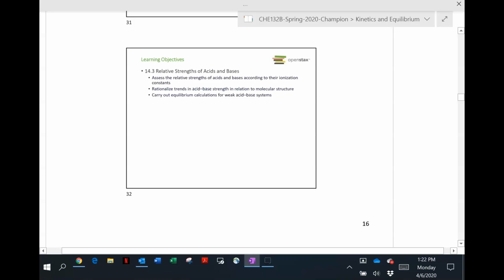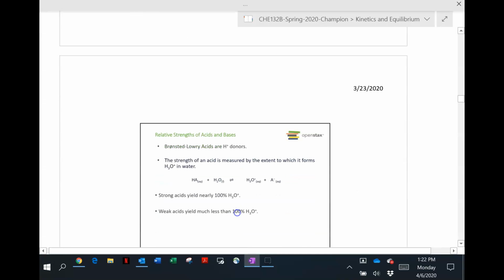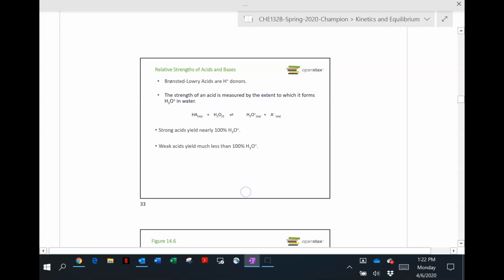Largely we're going to be focusing on this third one, carry out these equilibrium calculations for weak acid-base systems. To a lesser extent, we'll do some assessment of relative strengths of acids and bases through the ionization constants, and even less so the trends in terms of molecular structure, although when you get to organic chemistry, that's the sort of thing you'll do a lot of. So we're focusing on that Bronsted-Lowry definition.